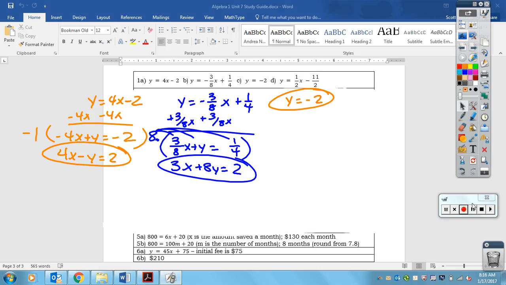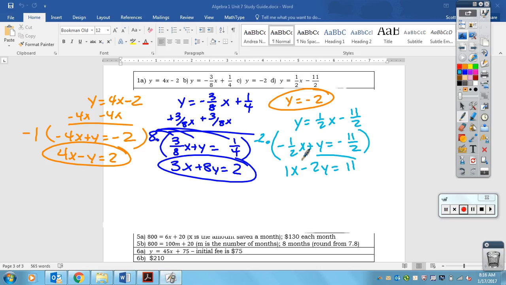D would be y equals 1/2 x minus 11 over 2. Swing this back over by subtracting 1/2 x, so it's negative 1/2 x plus y equals negative 11 over 2. When I bring it to that side, it's now negative. If I want this negative to be positive, I have to multiply by a negative, but I also have to multiply by 2 to get rid of the denominator. This becomes 1x, or just x, minus 2y equals positive 11, because a negative times a negative is a positive. That's what it would be in standard form.